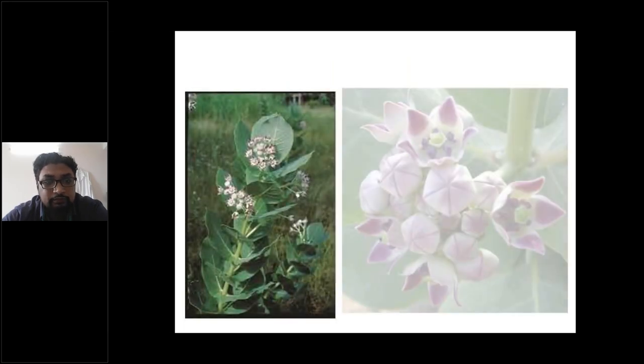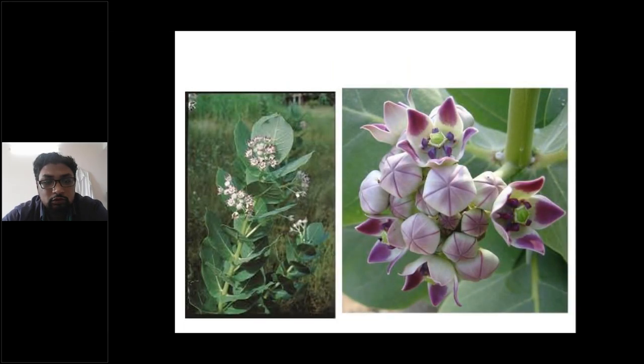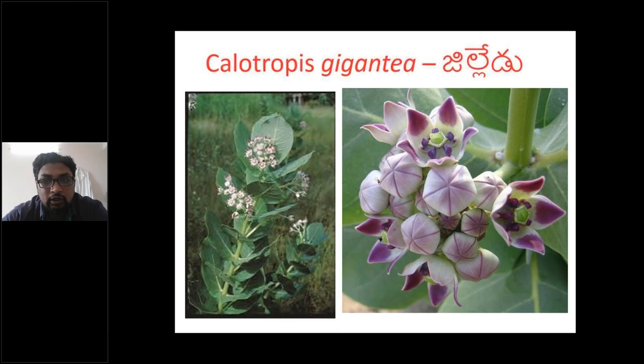This is Calotropis. In Telugu, we call it jilledu. Calotropis gigantea: you can see these purple flowers. This is a very famous plant. I think almost everybody might have seen this plant in your lifetime.